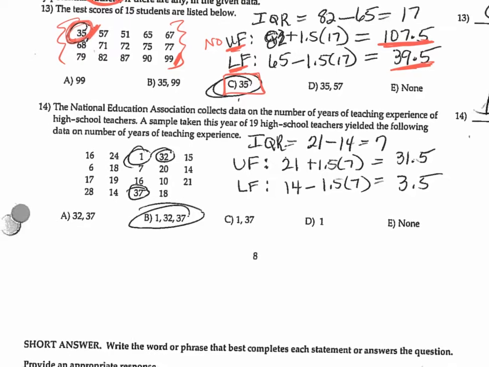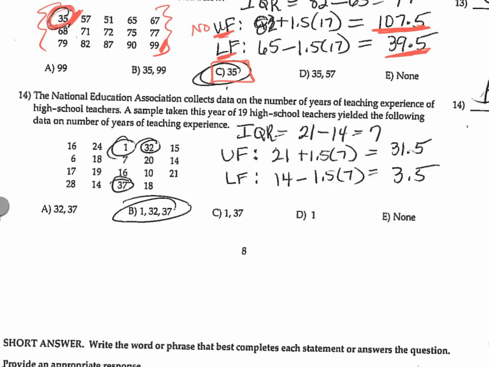14 is done the same way. You have to put these in the calculator and find your 5-number summary. When you do that, I do my upper fence. And then to get your IQR, you have to do your Q3 minus Q1. So upper fence is Q3 plus 1.5 IQRs. So my upper fence is 31.7.